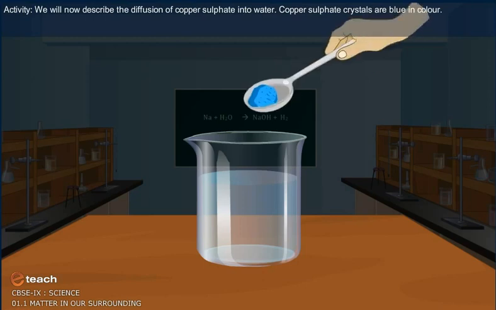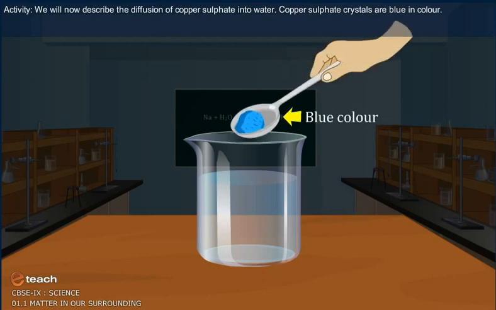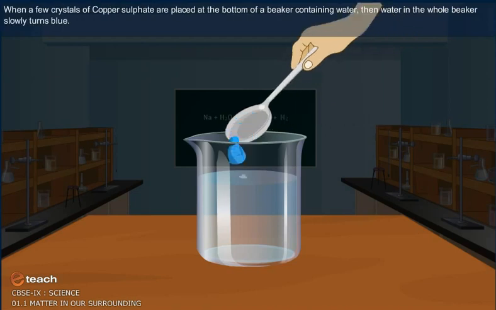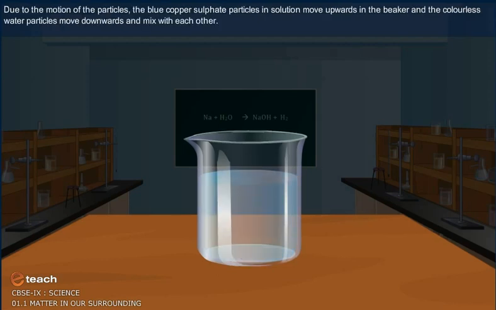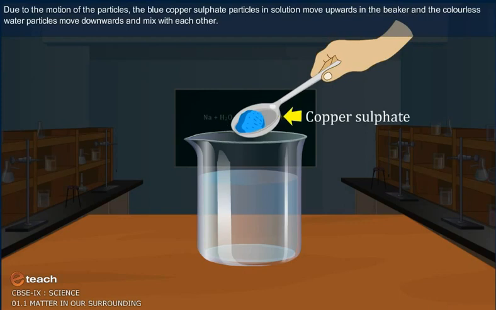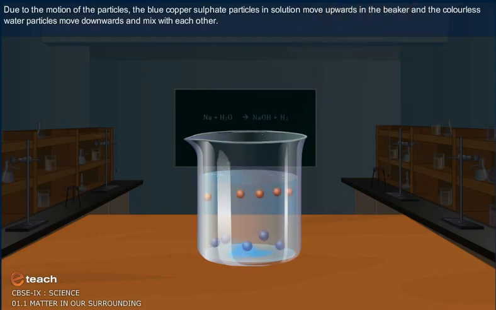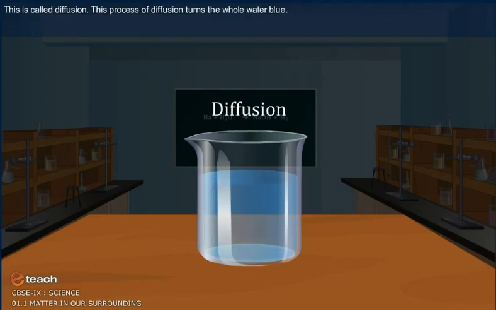Copper sulfate crystals are blue in color. When a few crystals of copper sulfate are placed at the bottom of a beaker containing water, then water in the whole beaker turns blue slowly. Due to the motion of their particles, the blue copper sulfate particles in solution move upwards in the beaker, and the colorless water particles move downwards and mix with each other. This is called diffusion. This process of diffusion turns the whole water blue.